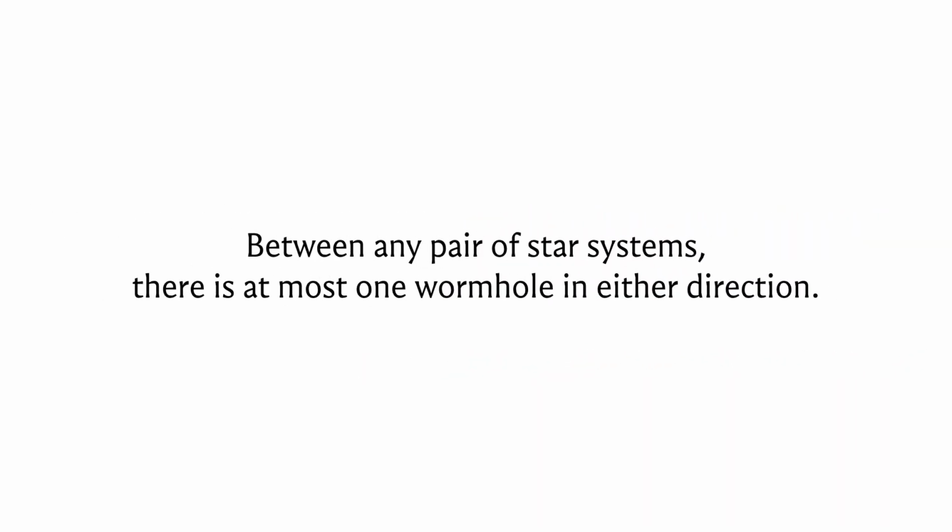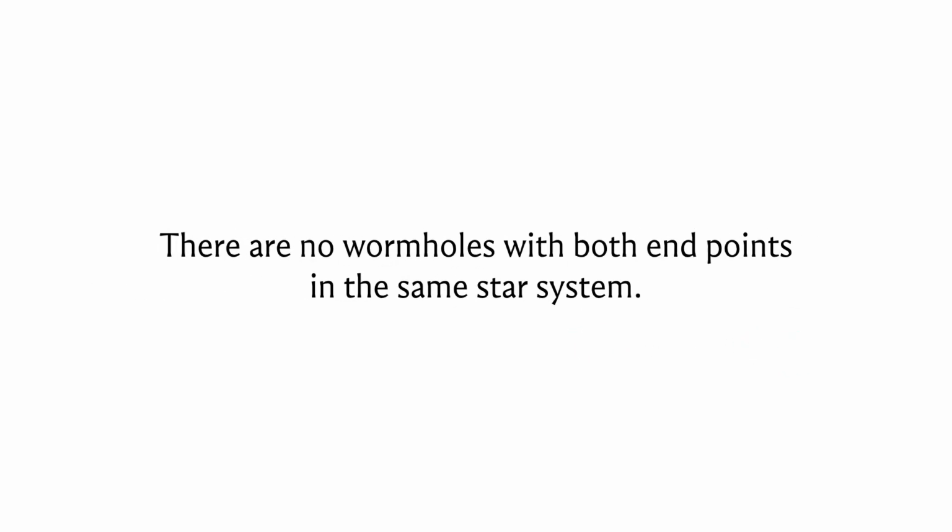Next, we are told that between any pair of star systems, there is at most one wormhole in either direction. So this is essentially an assurance that there are no multiple edges, and there even aren't any directed cycles of length two. So you cannot go and immediately come back. So this is just that there are no multi-edges. Okay, the next thing is that there are no wormholes with both endpoints in the same star system. Again, in the language of graphs, this simply means that there are no self-loops, and combined with the previous fact, basically what we have is that we are working with a simple graph here.